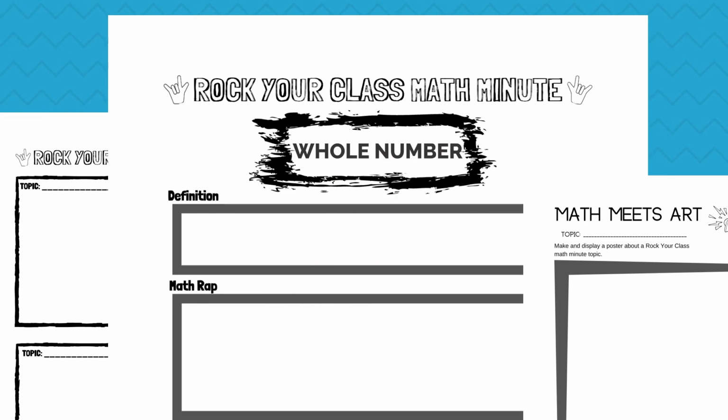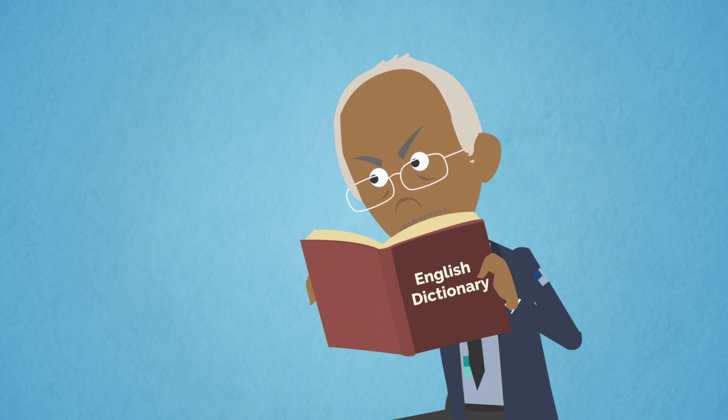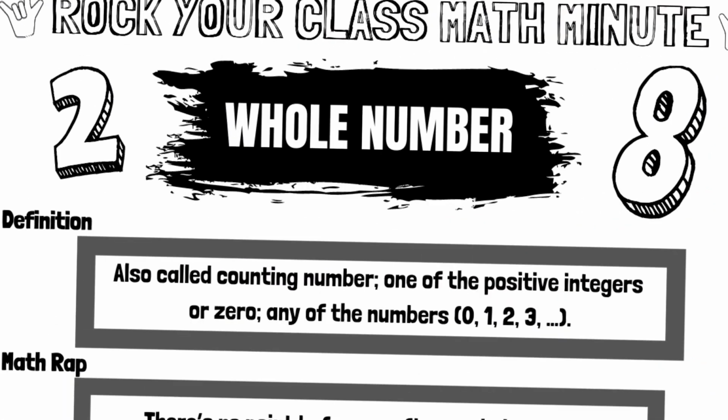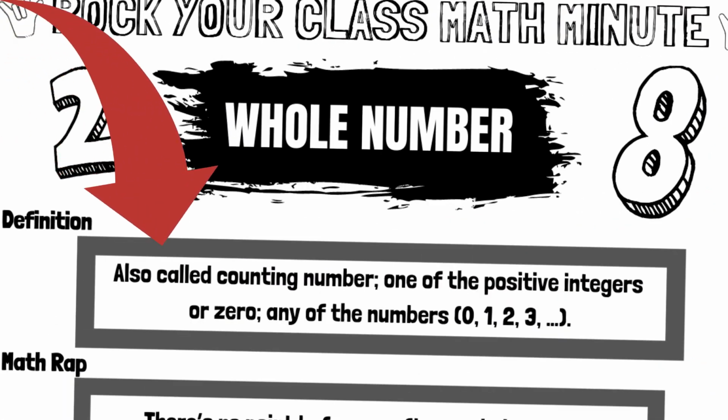Whole number. What does the dictionary say? Also called counting number. One of the positive integers or zero. Any of the numbers 0, 1, 2, 3.